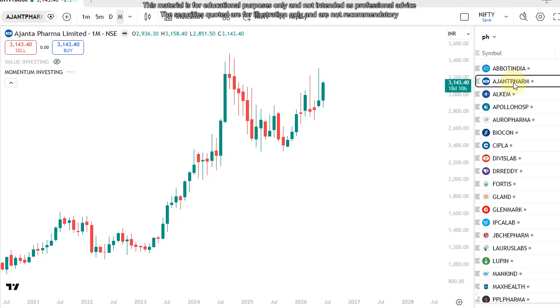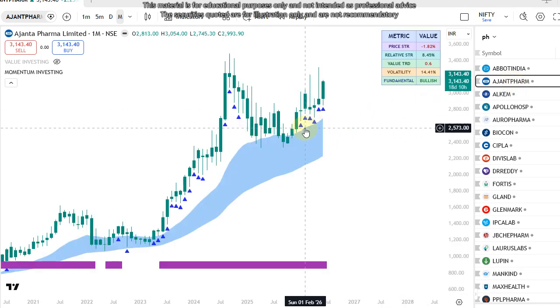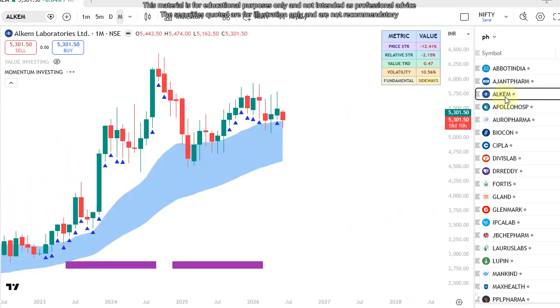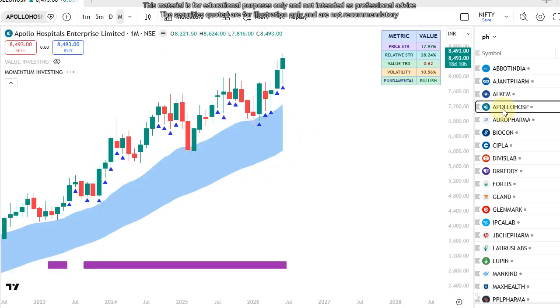Ajanta Pharma, it is also in momentum. See, it gained momentum 5-6 months ago itself. Alkem, it is also in momentum. So since the index is in momentum, you can see the stocks are moving positively.